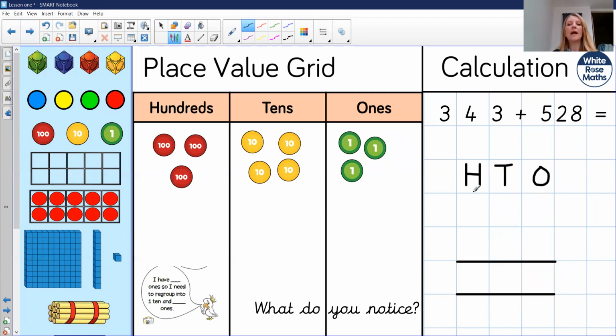Here's another one to have a go at. We've got 343, add 528. Okay, perhaps you'd like to have a go in your books at writing that one out. First thing to do is to make sure you've got your place value headings of hundreds, tens, and ones. And then write in your first number here, which is 343. Your addition sign, and then 528.